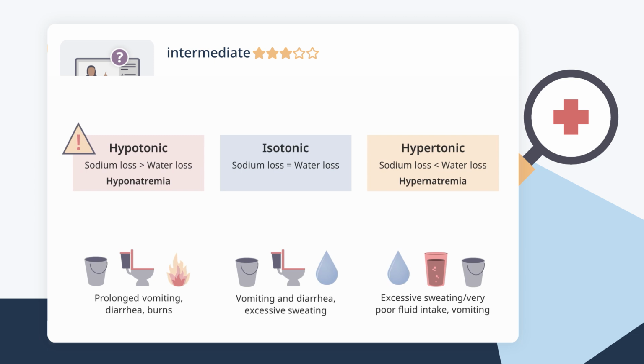Hypertonic dehydration, excessive sweating can also cause this. Very poor fluid intake can cause this. Vomiting can cause this. So notice that the causes can be similar. It really comes back to how much sodium you're losing. But in hypertonic dehydration, the sodium loss is less than the water loss. So the sodium levels in your body rise, and that gives you hypernatremia.